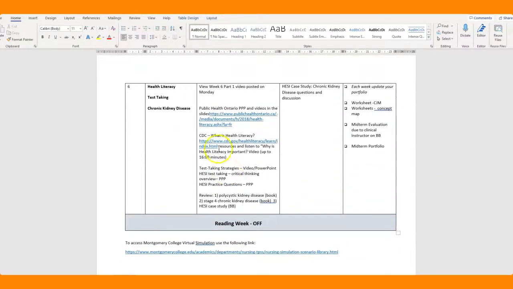Here we go. We're going to be covering these topics and these resources. I've already set that together. We're going to be doing the case study on chronic kidney disease. The first thing that we're going to focus on today is health literacy, and I have PowerPoints and a quick video from Public Health Ontario indicating what health literacy is and how important it is to what we do as healthcare providers.